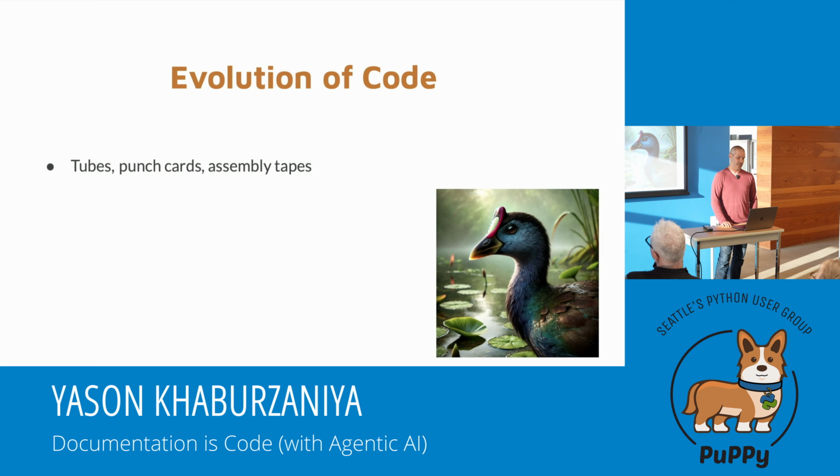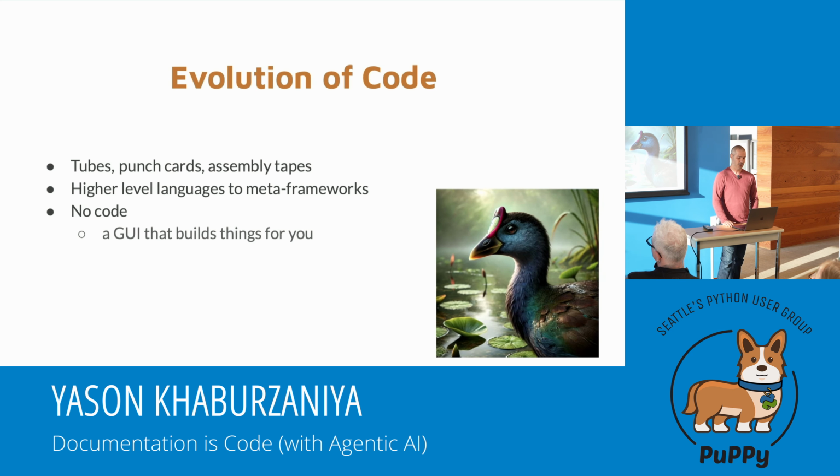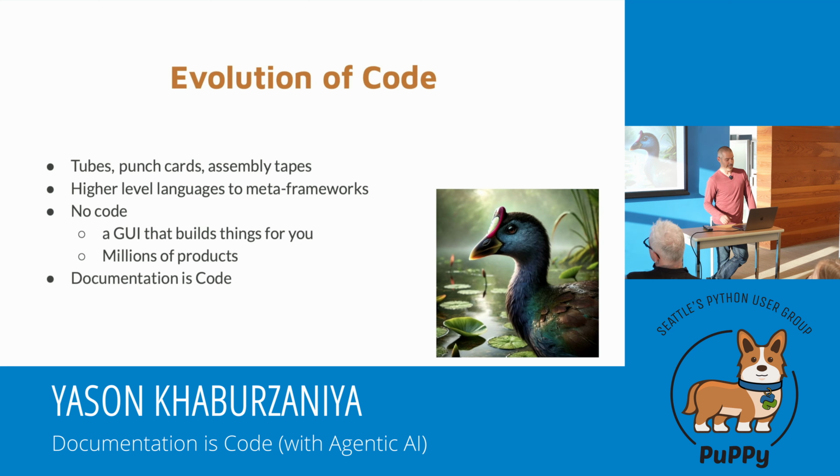Another way to think about agents is in context of evolution of code. We started out with the tubes, punch cards, assembly tapes. Then we got higher level languages like C, even higher Python, and frameworks, meta frameworks, no code where the GUI builds things for you, and millions of people were able to build millions of solutions with no code. Now with the advent of useful LLMs, we come to documentation as code, where you just write requirements and execute.